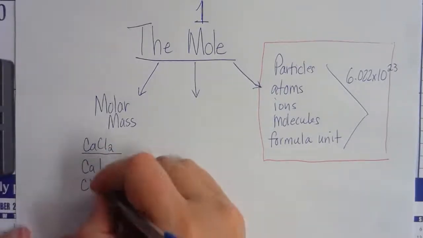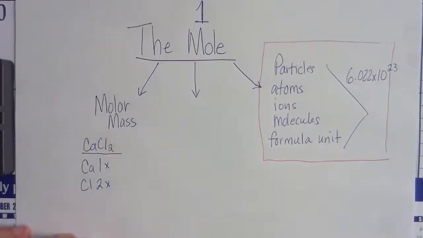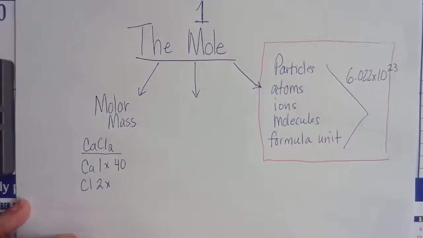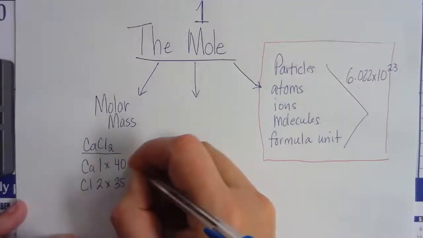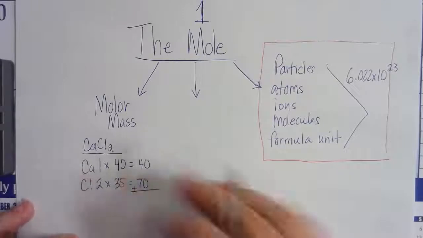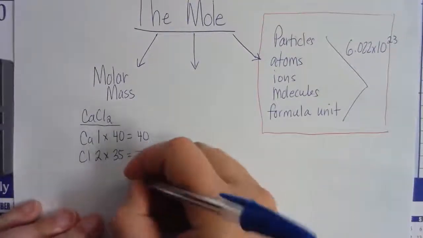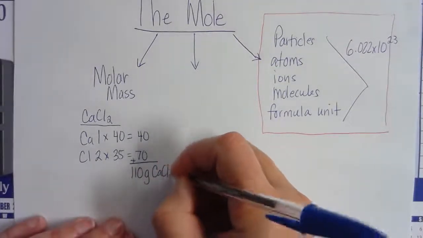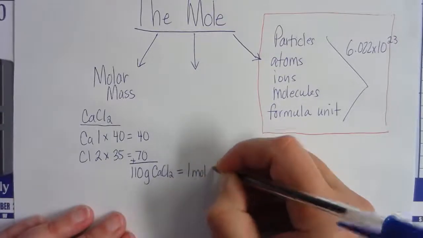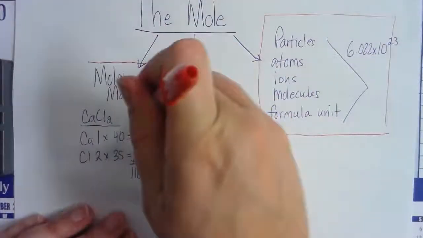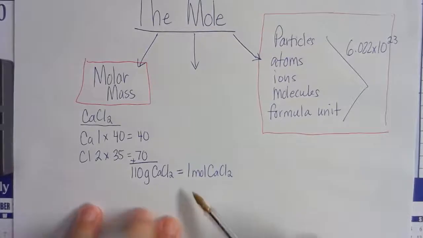2. All right. We're going to look at the masses on the periodic table, and we're going to round them to whole numbers. So calcium's mass is 40, and chlorine's mass is 35. Right, 35. So when we do this math, we get 40 and 70, and then we just add them all up together, and this is going to be, let me slide my paper up a little bit. This is going to be 110, and the unit is 110 grams of CaCl2, and this is equal to 1 mole of CaCl2. This is called the molar mass. And it also gives us a conversion factor for 1 mole.